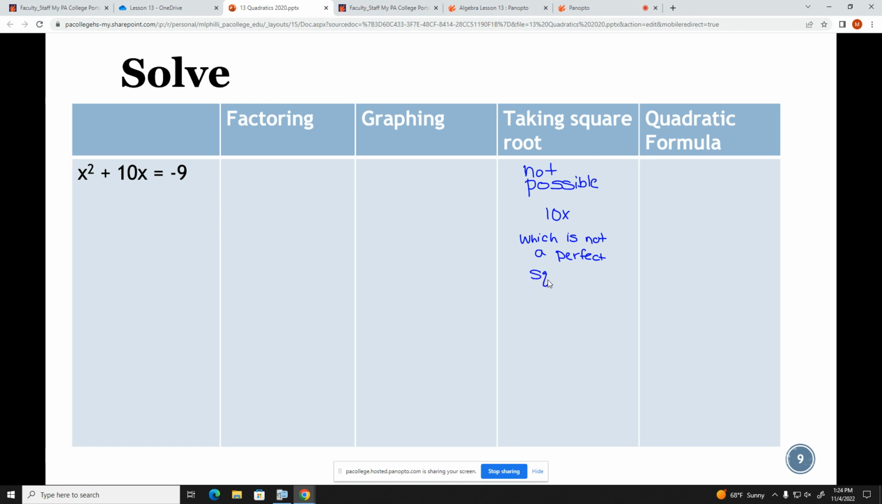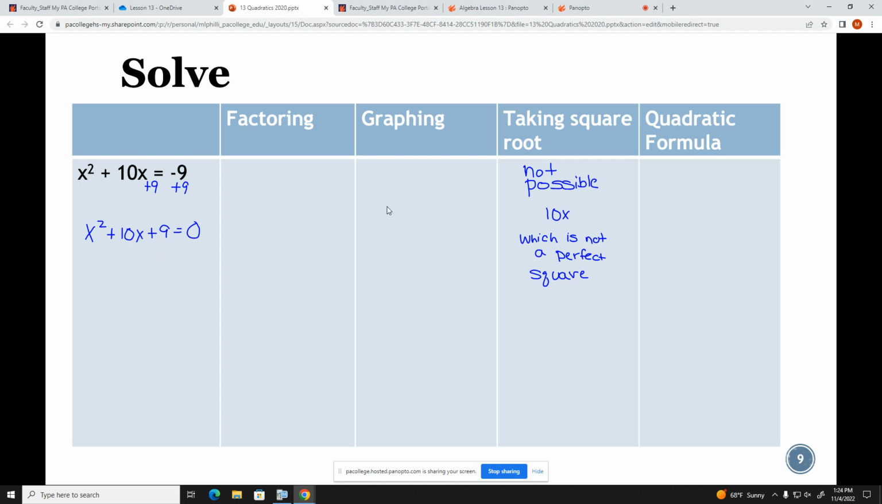And this is going to be true for most of the quadratics that you're given, that you're going to have a middle term. If you have a bx term and it's not 0, then you cannot use the taking the square root method. So we know that for the other methods, we want our formula to equal 0. So I will start by adding 9 to both sides. So I have x squared plus 10x plus 9 equal to 0.